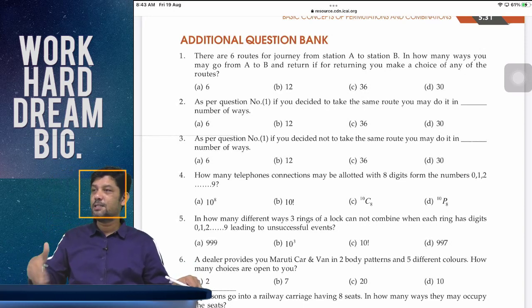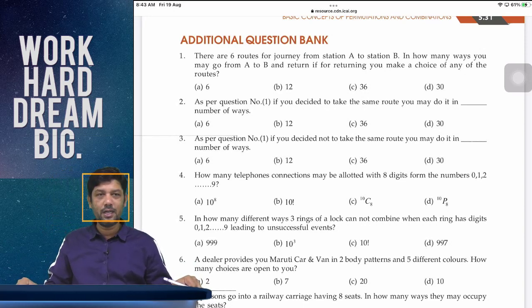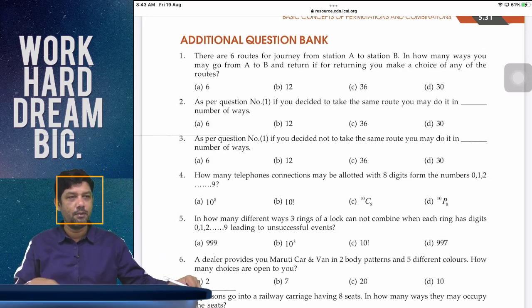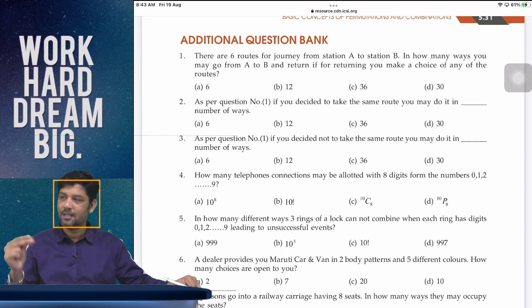Have you all got the same answer? Can we speed up a little bit? Because we are going very slow. Otherwise, throughout this full month we will be doing only one topic. That is not possible, right? So can you speed up?